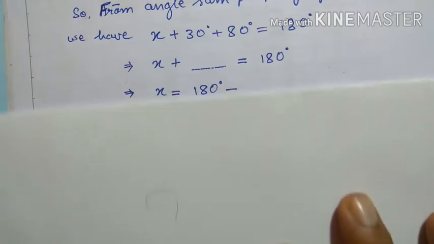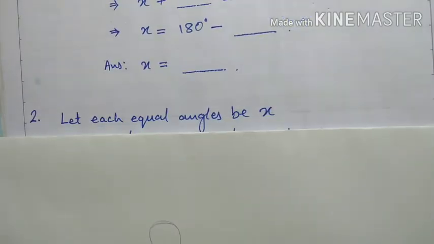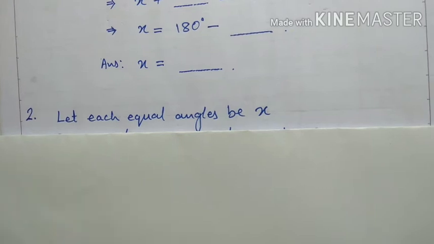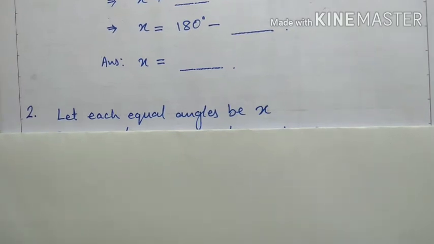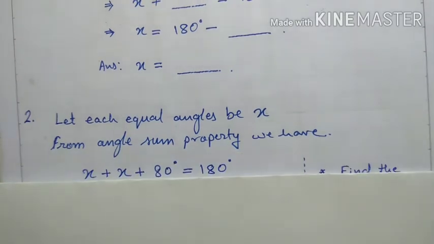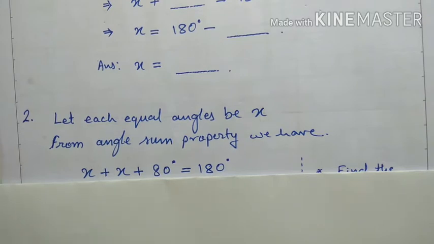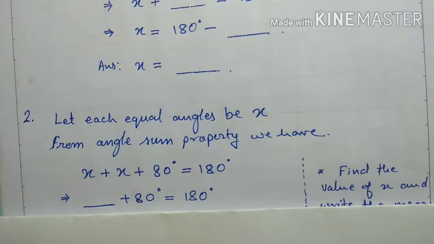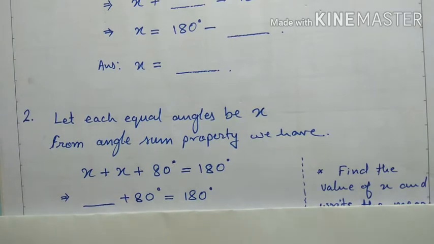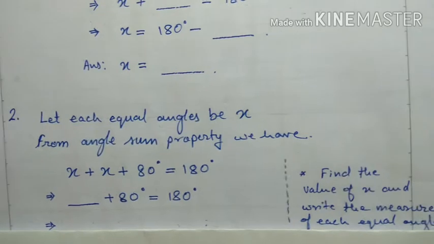So check the solution part. Let each equal angle be x. From the angle sum property we have, there are three angles of a triangle, so x plus x plus 80 is equal to 180. Now you have to solve the equation, find the value of x and write the measure of each equal angle.